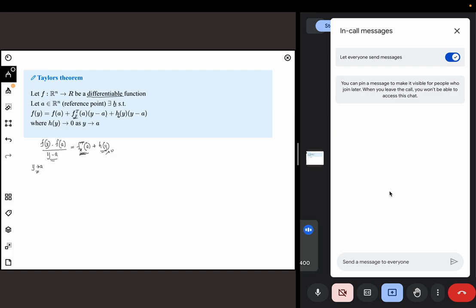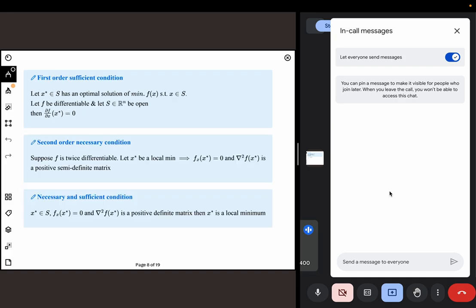I would recommend you go through the lecture video to see the derivation of how Taylor's theorem is used to come up with all these conditions listed here. So the first order necessary condition: again, we are saying that let x star belonging to S be an optimal solution of minimize f of x such that x belongs to S.